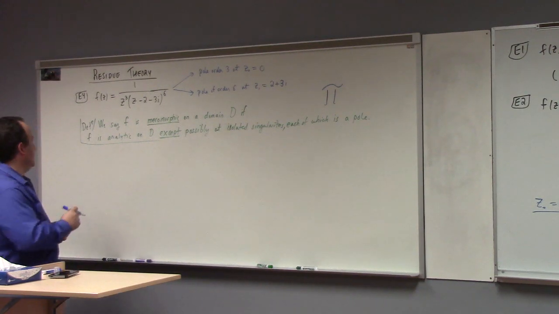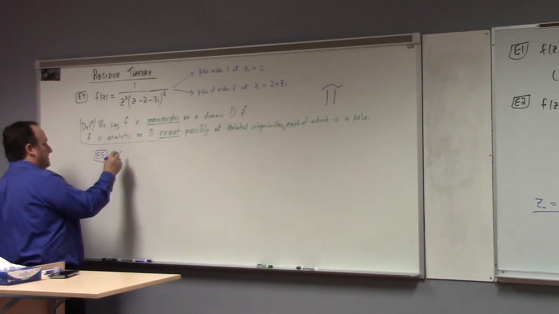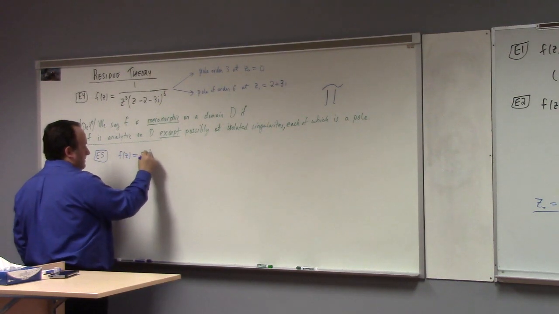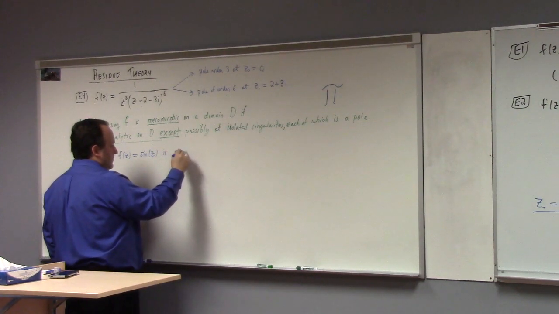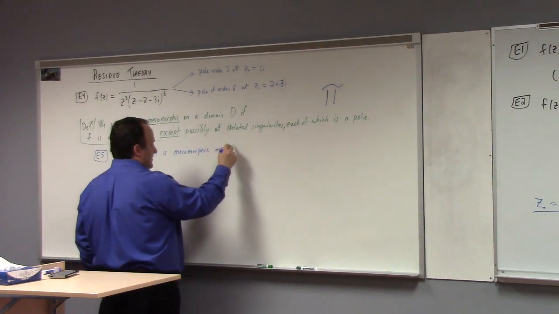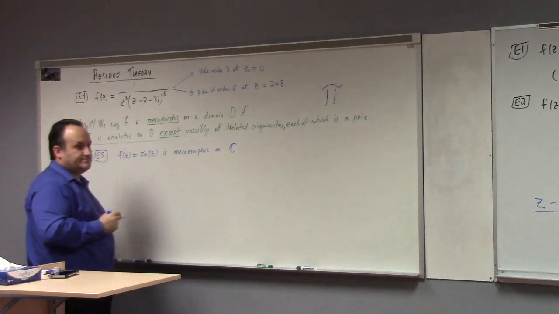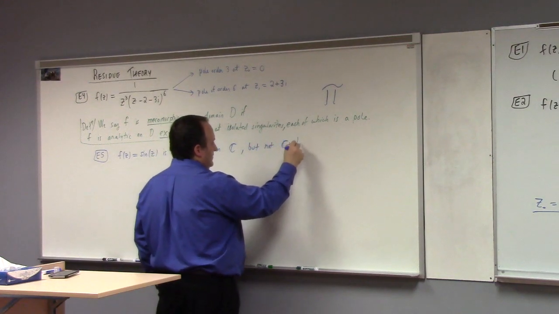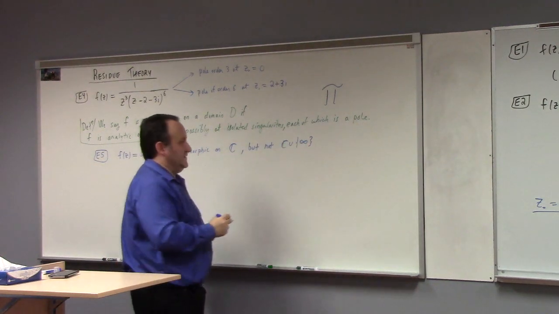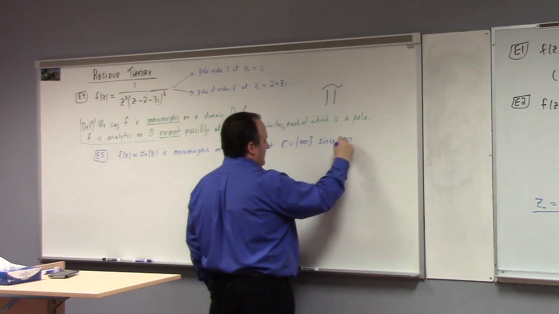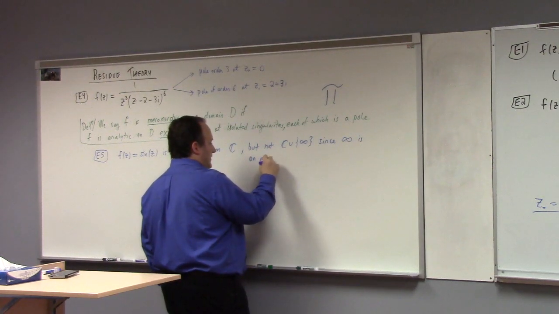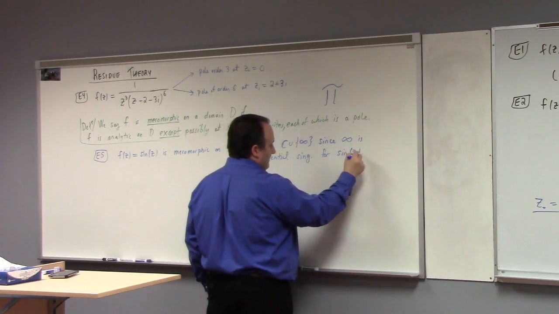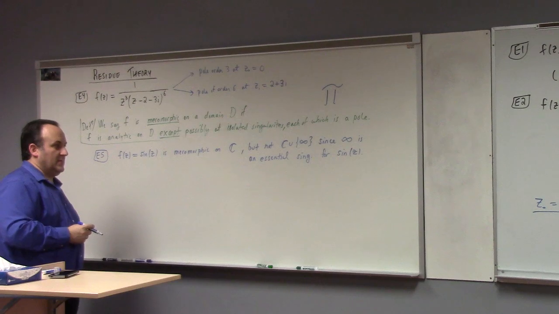So some examples. Let's see here. f of z equal to, say, sine of z is meromorphic on C, but not C unioned with infinity, since what? Infinity is an essential singularity for sine. You guys remember that?